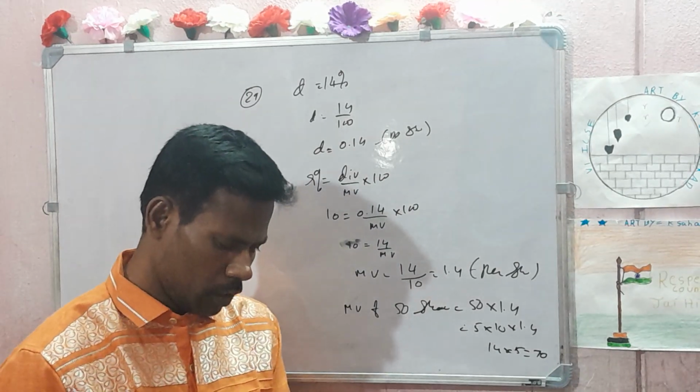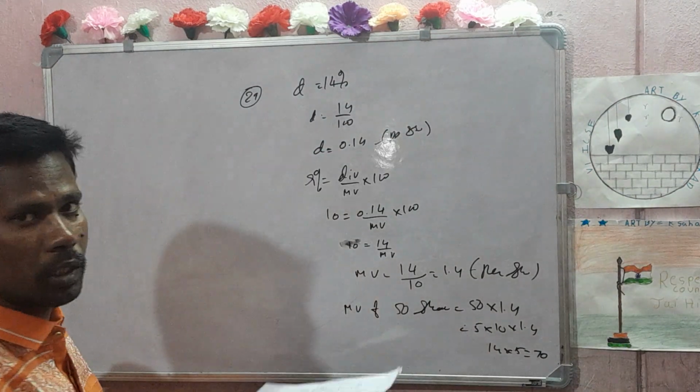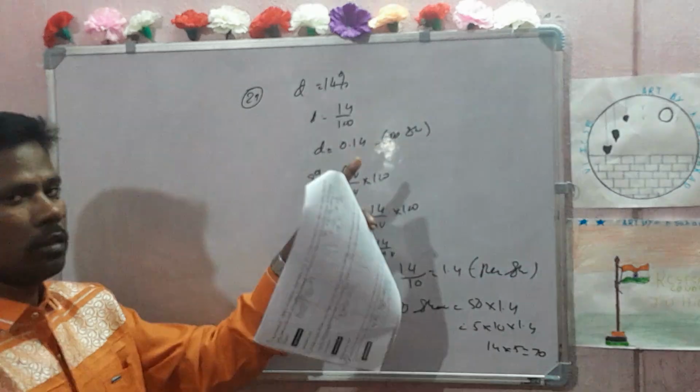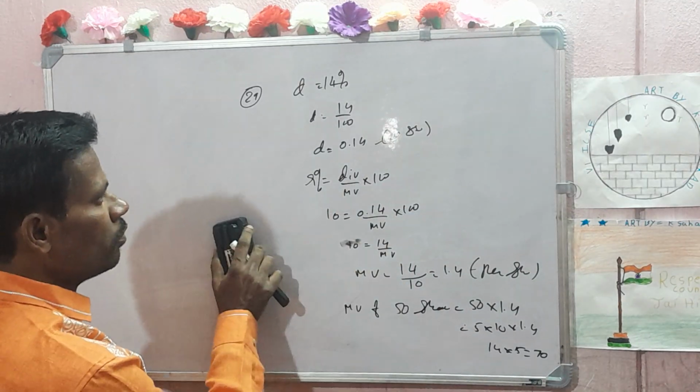Next one. Question number 29. 30. So are you able to understand? Simple. There is no confusion. So just apply that formula and the solution.